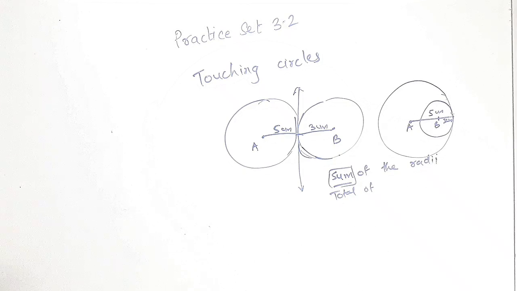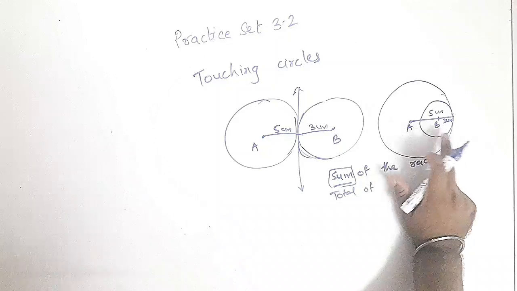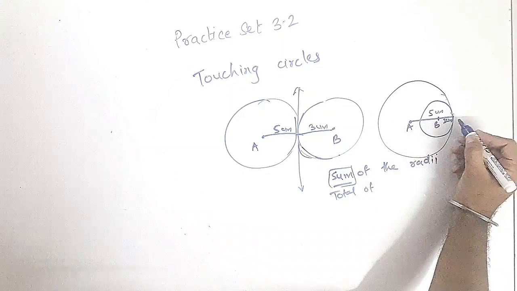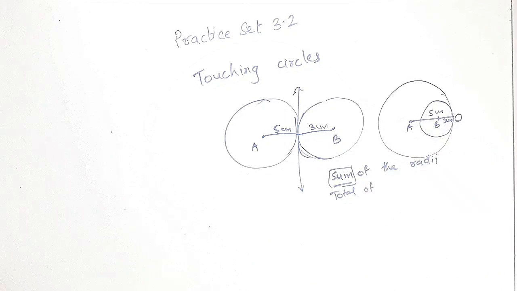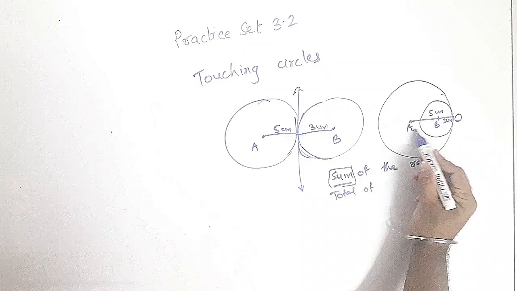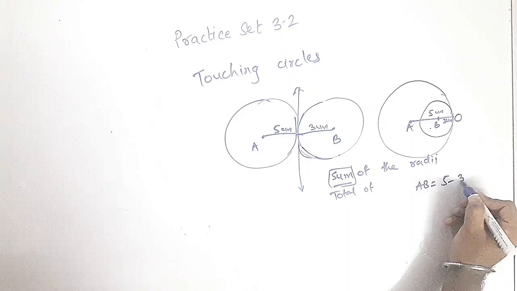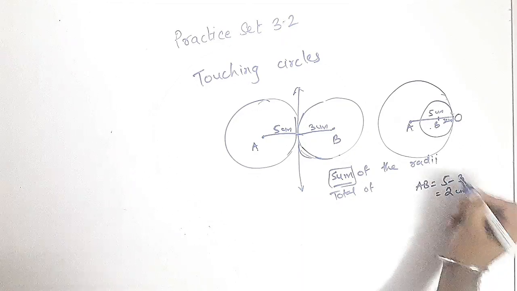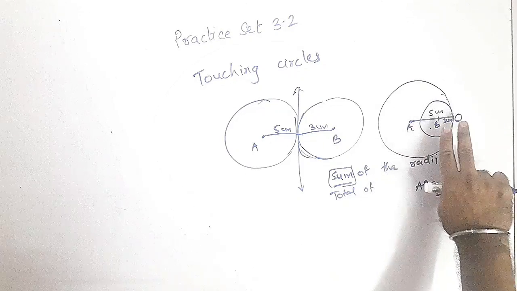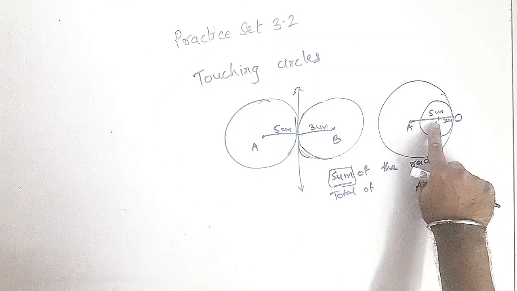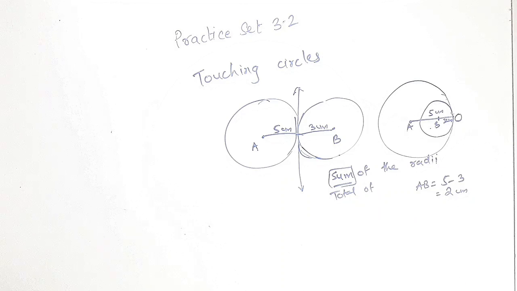So here what will be the distance between their centers? When I say distance between their centers, means AB. Let O be the point of contact. So AB will be how much? AB will be 5 minus 3, so that is 2 centimeter. The whole is 5, minus this I'll subtract, so the distance between their centers is 2 centimeter.